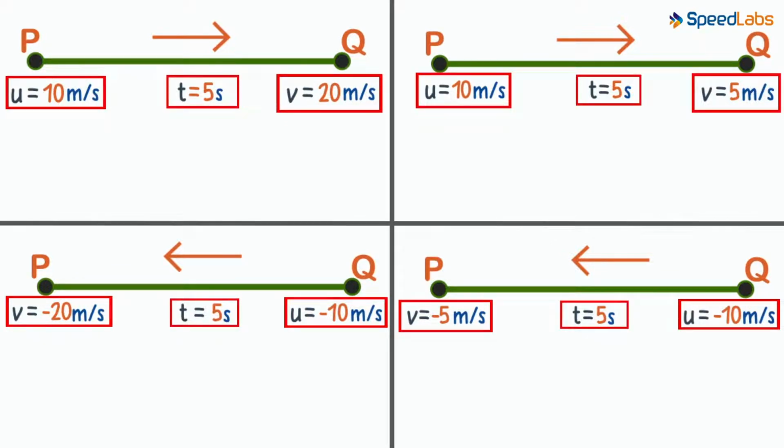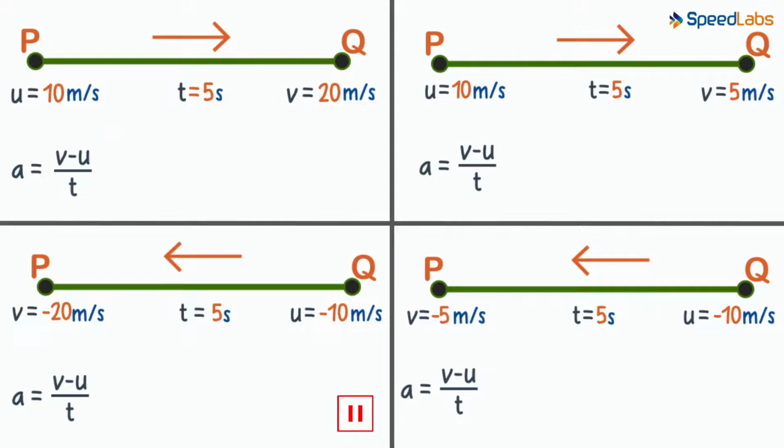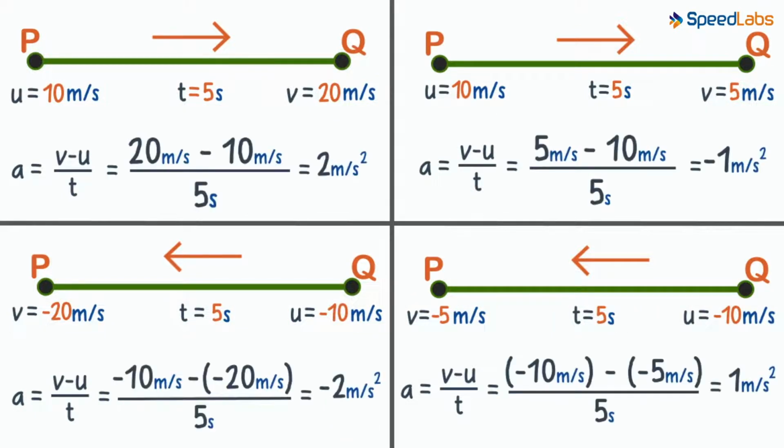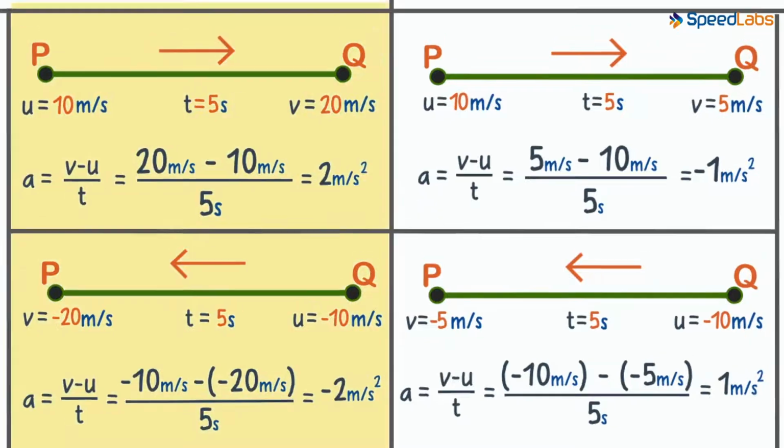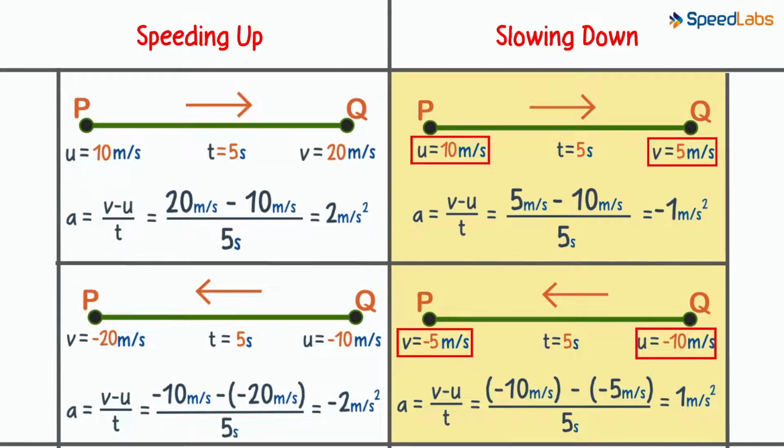Now I want you to try finding the acceleration in each of the 4 cases. Don't forget the sign. The calculations were simple, but in which cases do you think the body is speeding up and in which cases is it slowing down? In these 2 cases, the body is speeding up. In both cases, the speed increased from 10 to 20 meters per second. And the other 2 cases, the body is slowing down. The speed decreases from 10 to 5 meters per second.